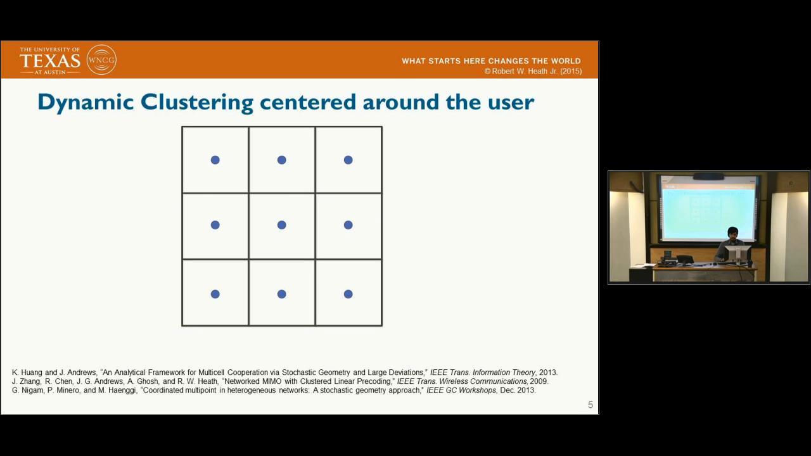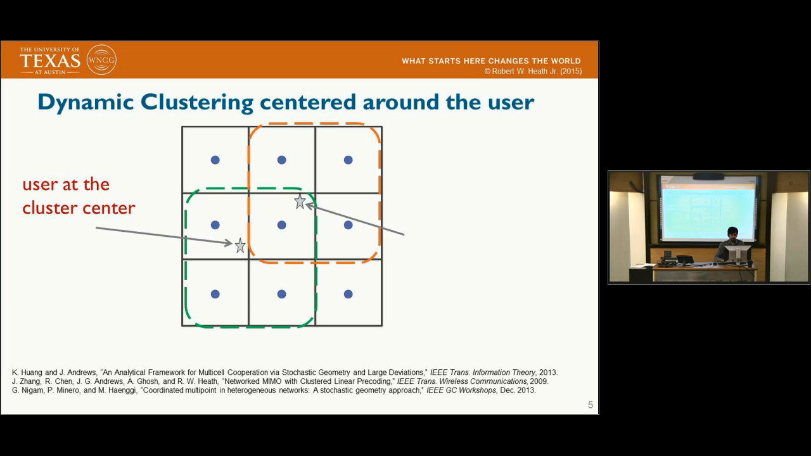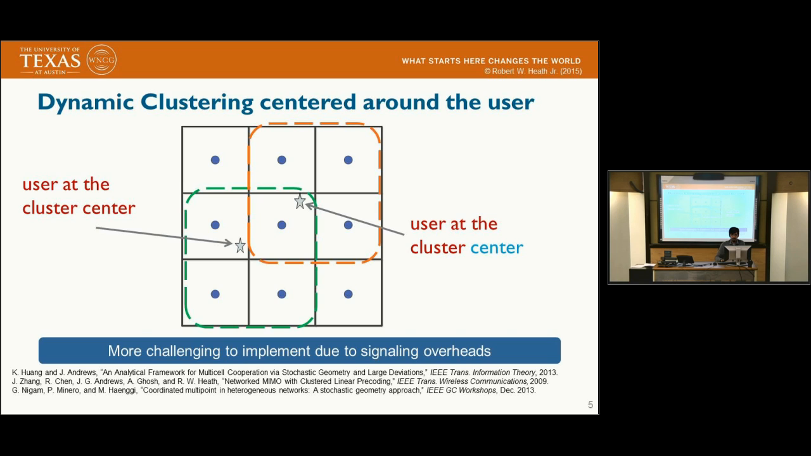On the other end of the spectrum, we have what is called dynamic clustering in the literature. Dynamic clustering is adaptive in nature and it is centered around the user. For example, we have a user at the cluster center on the left, and similarly another cluster on the right such that the user is still at the cluster center. Both these clusters are formed based on the user location, such that the user is served by a group of base stations in a cluster in which it happens to be closer to the center.